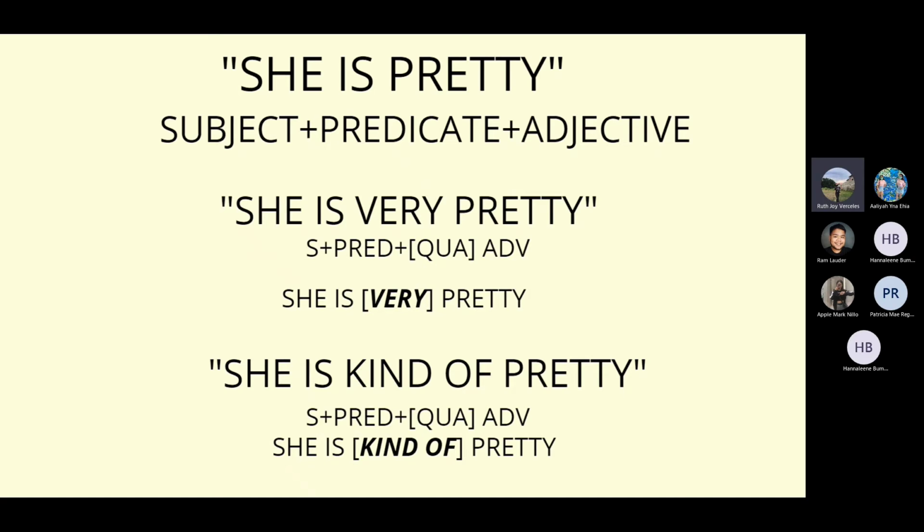So the first one is "she is very pretty." Meaning, if we add a qualifier, the meaning of the sentence will change, or it will increase the sentence because of the word very. It is more meaningful and more good looking compared to the second example.